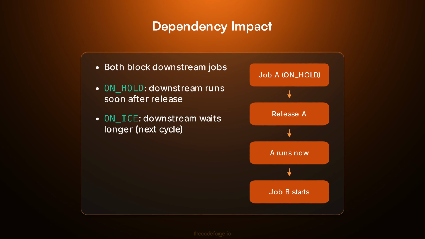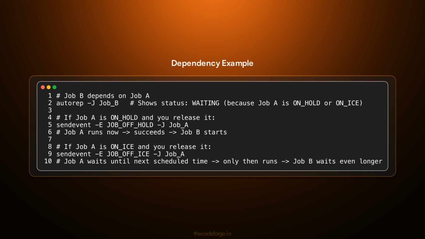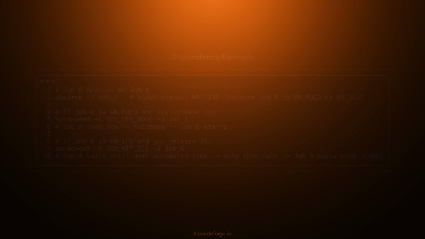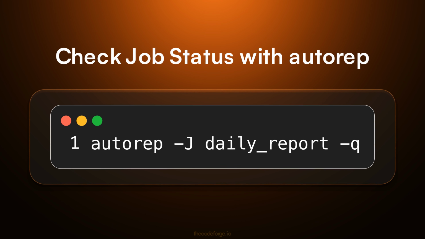Both statuses block downstream jobs, but the difference is timing. With ON HOLD, downstream jobs start soon after release because the job runs immediately. With ON ICE, downstream jobs wait until the next scheduled cycle. If you see a downstream job stuck in waiting, check if any predecessor is ON HOLD or ON ICE. That's often the real root cause. Use autorep -J JobName -q to quickly see the status, OI, and start times. The -q flag shows a compact view ideal for scripting.